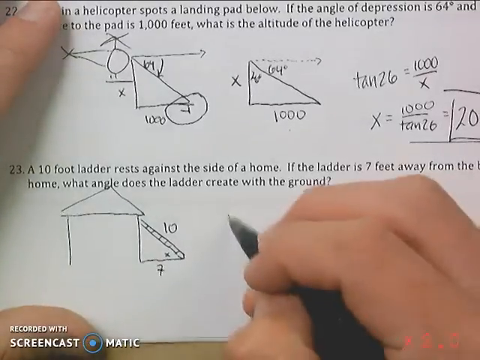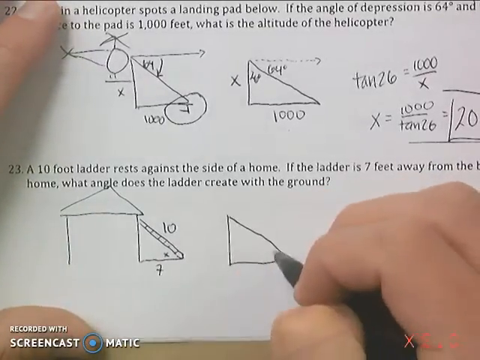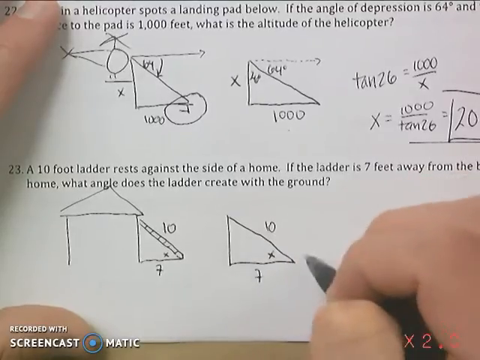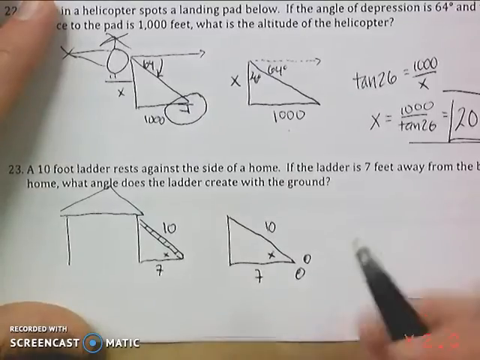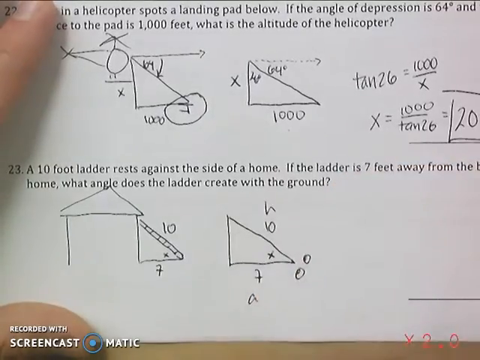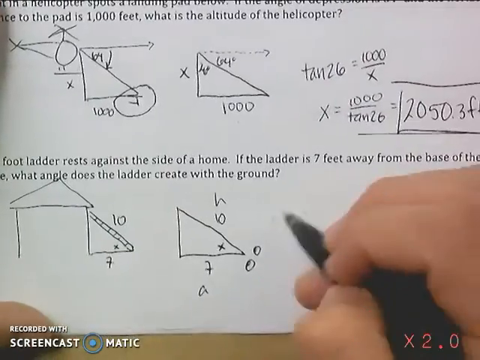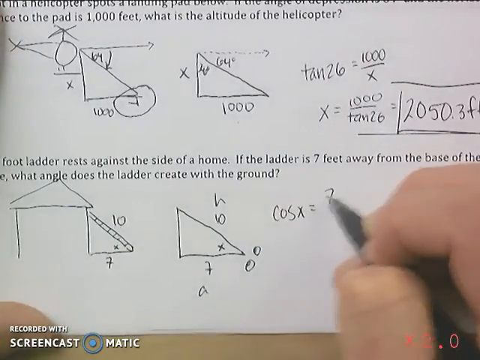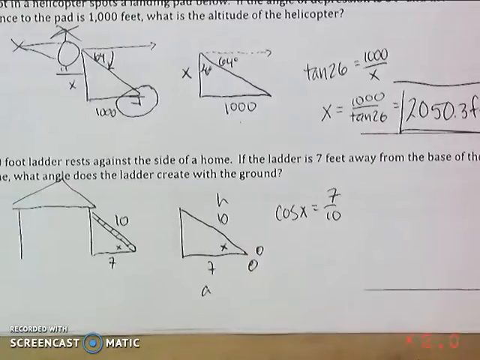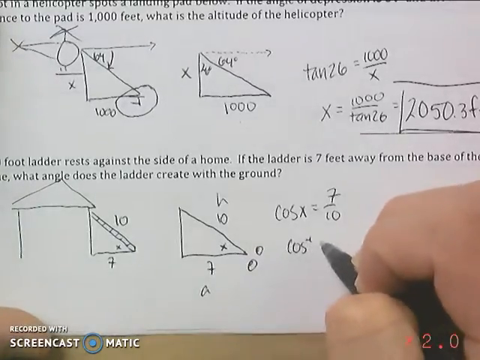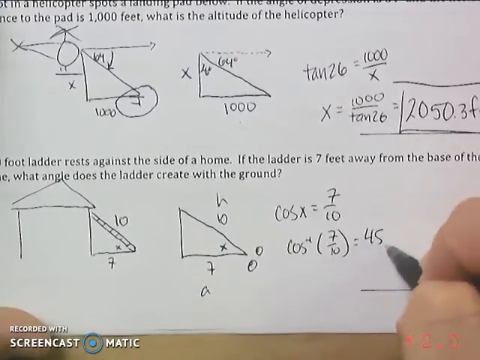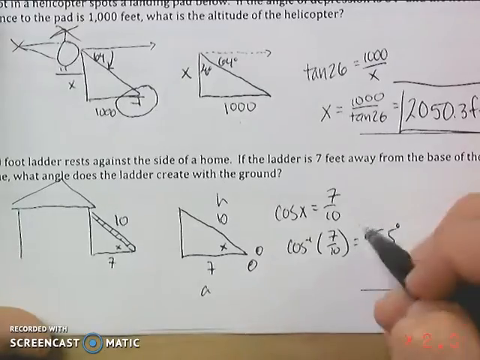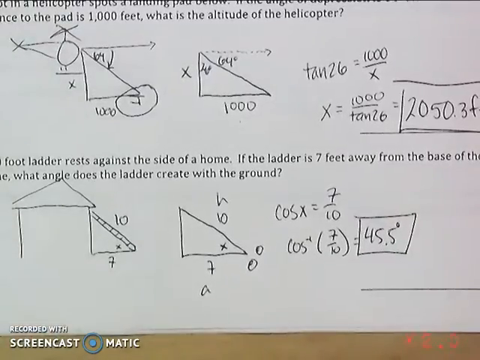Again, if I were to draw this as just the triangle piece, here's my x, 10, and 7. Here are my little eyeballs. And what I'm doing is I'm actually going to get adjacent and hypotenuse here. And so I'm going to end up with cosine of x equals 7 over 10. Now, whenever you're solving for an angle from the sine, cosine, or tangent, you've got to use the inverse of cosine. So you're going to use inverse cosine of 7 over 10 to get your answer, which is going to give you about 45.5 degrees. Okay, so that's the angle it would create with the ground.